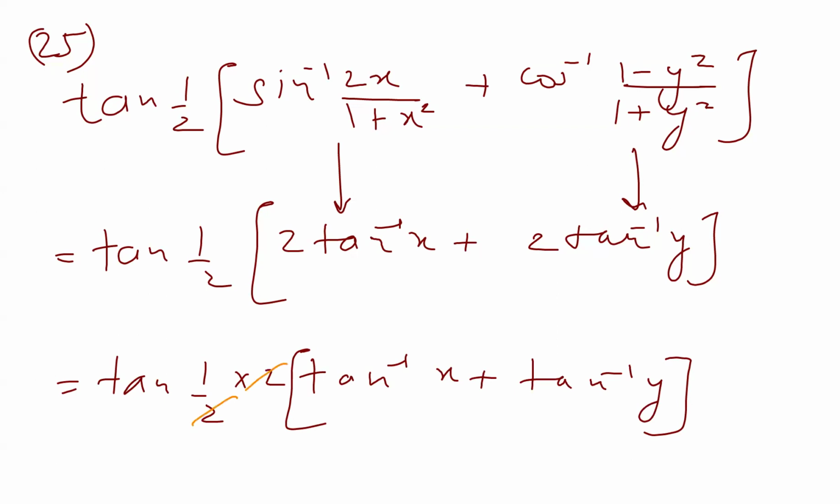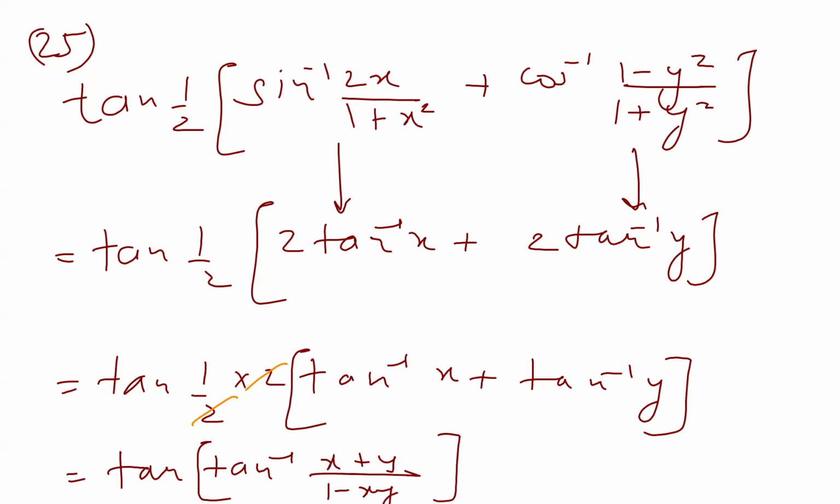These 2 and 2 will get cancelled. Now within the bracket apply the formula. Tan of tan inverse of x plus y upon 1 minus xy. So tan of tan inverse is getting cancelled and we are left with this. So this is the final answer. We'll continue with the rest of the problems in the next session.